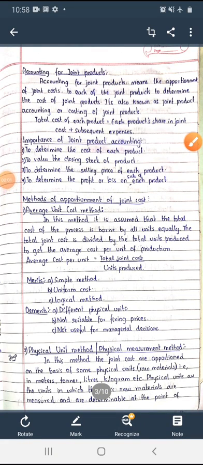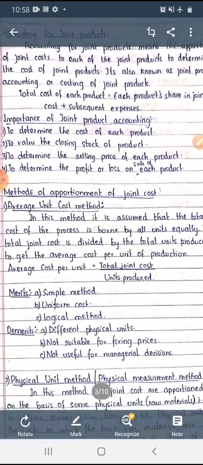Hello students, in the last class we discussed the accounting of joint products. Under that, the importance of joint product accounting is over, right? Next we'll see the methods of apportionment of joint cost, the methods of distribution of joint cost. There are 6 methods. First, we'll see the first method of apportionment of joint cost.